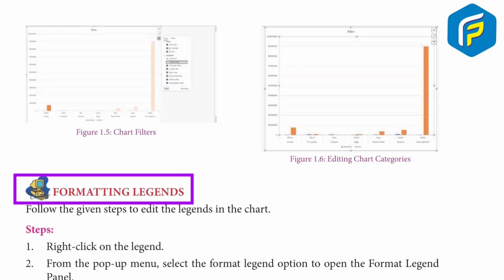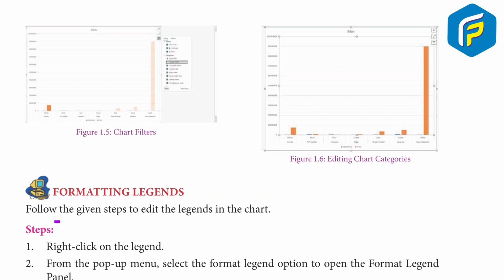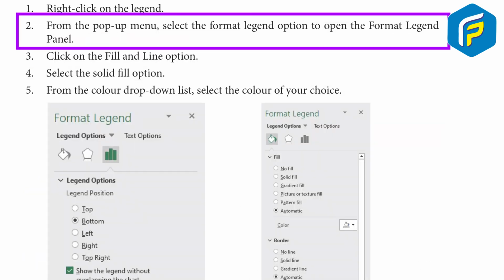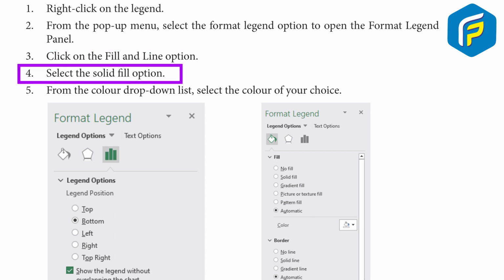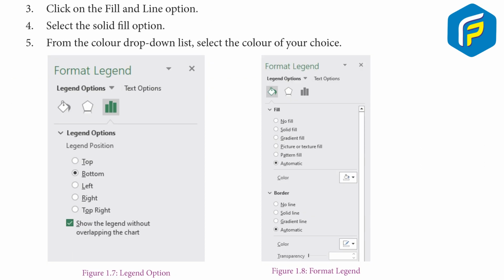Formatting legends. Follow the given steps to edit the legends in the chart. Steps. 1. Right click on the legend. 2. From the pop-up menu, select the Format Legend option to open the Format Legend panel. 3. Click on the Fill and Line option. 4. Select the Solid Fill option. 5. From the color drop-down list, select the color of your choice.